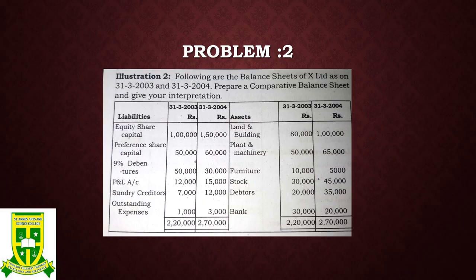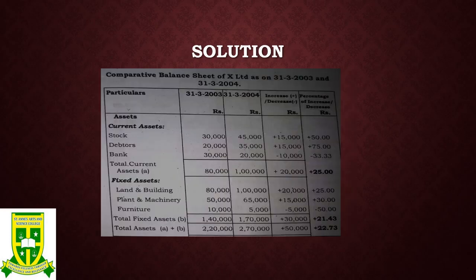In this sum, they have given the liabilities: equity share capital, preference share capital, debentures, profit and loss account, sundry creditors, outstanding expenses. And under the asset side, we are having land and building, plant and machinery, furniture, stock, debtors, and bank. Now let's move on to the solution. Comparative balance sheet of X Limited as on 31/3/2003 and 31/3/2004. Particulars: 2 years. Decrease or increase column. Percentage of increase or decrease column.